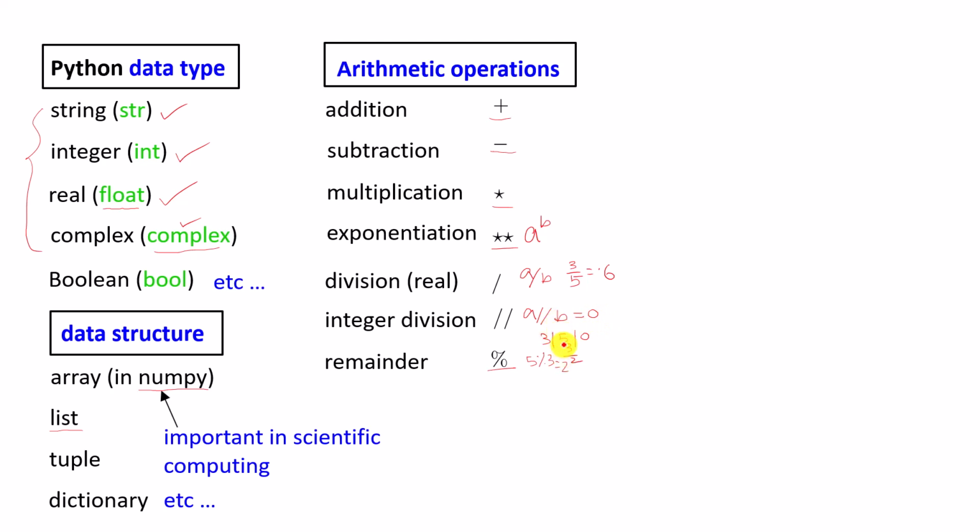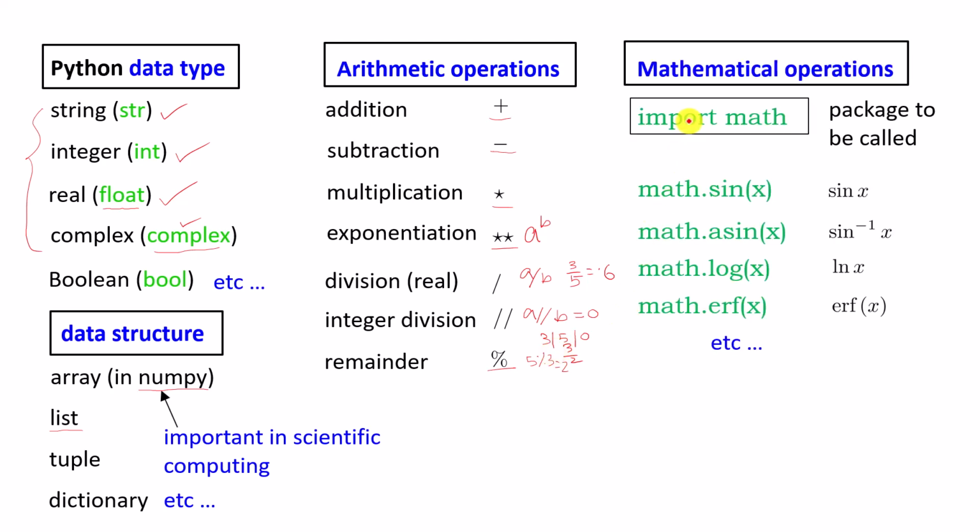All of them are very important in actual mathematical calculation, and we will encounter them very often in scientific programming. Then we have more complex mathematical operations, and such operations we cannot do in native Python. We have to import something. So let's get familiar with this particular keyword, import.